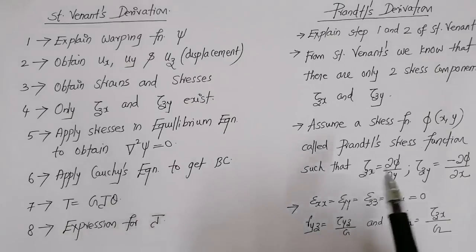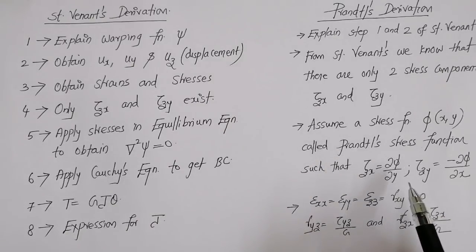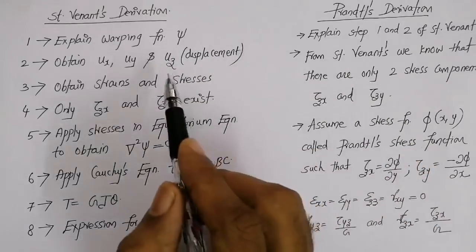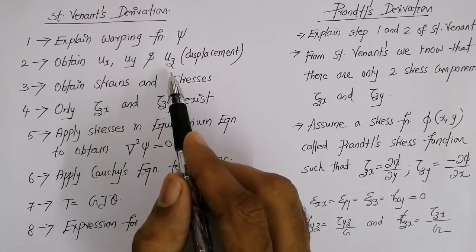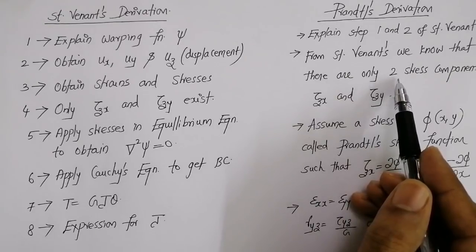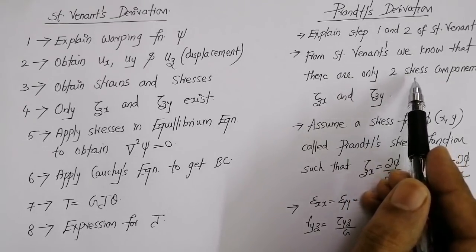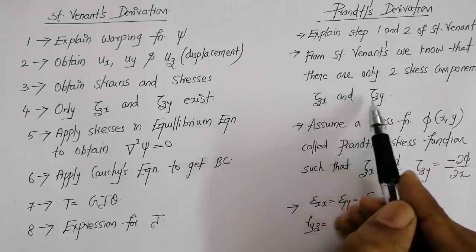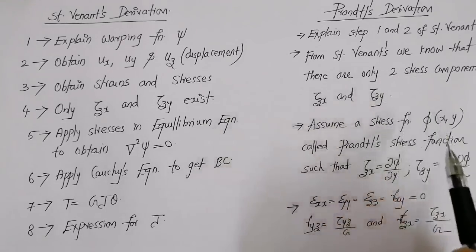Now let us move to the Prandtl's derivation. I am not explaining in detail on the derivation. Let us see the basic steps so that you can attempt at least the very relevant points. So in the Prandtl's derivation you have to repeat steps 1 and 2 as you have explained in the Venant's. Now from the Venant's theory we know that there are only two stress components, because the initial four stress components, that is sigma x, sigma y, sigma z and tau xy are 0. So there are only two stress components, tau zx and tau zy.